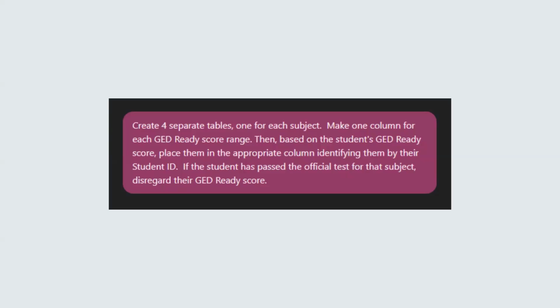So I asked it to create 4 separate tables, one for each subject, and asked it to make a column of each GED ready score range. Then based on that ready score, place them into the appropriate column, identify them by their ID. And if they had passed the official test, to disregard that score. Because obviously, if they've already passed math, they don't need to go into my math GED fast track class.